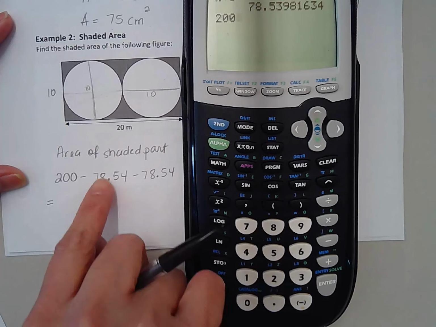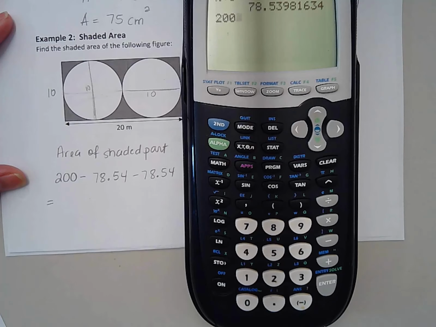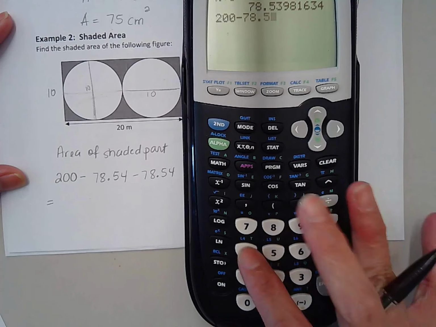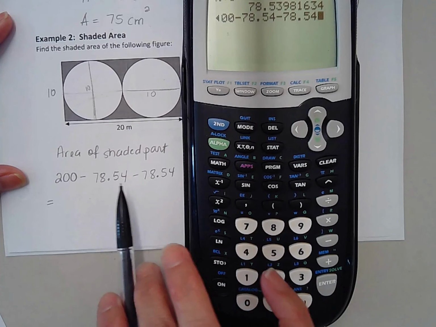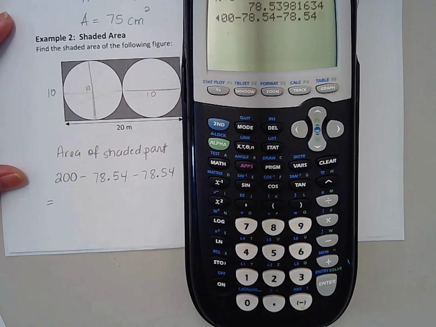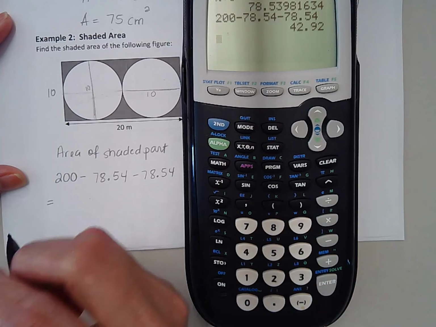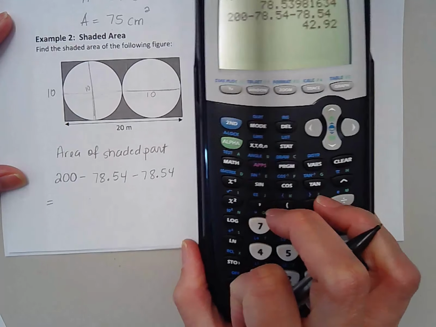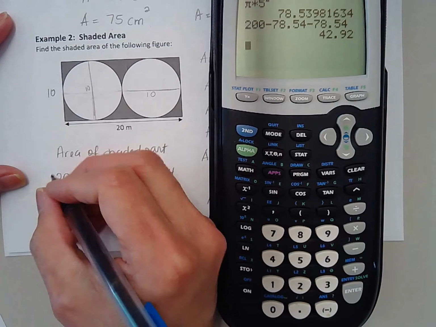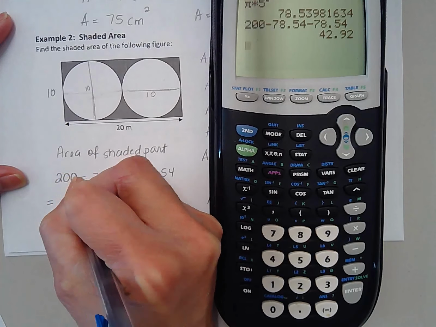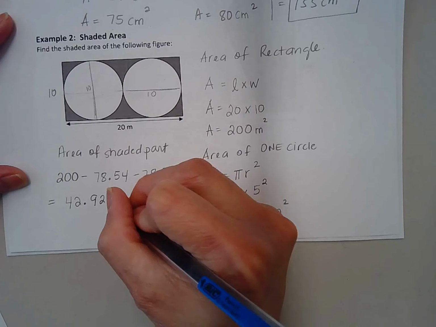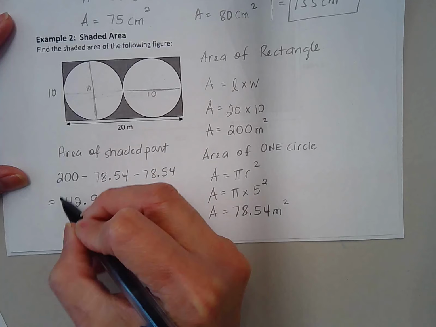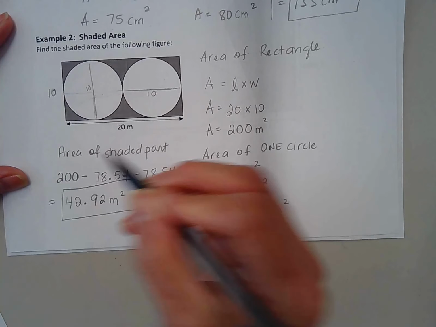What's the other way of doing this? Yeah, you could double up the 78.54 and then subtract it off from 200. So the leftover shaded area is 42.92 meters square, or square meters.